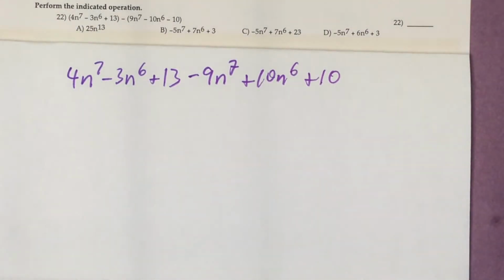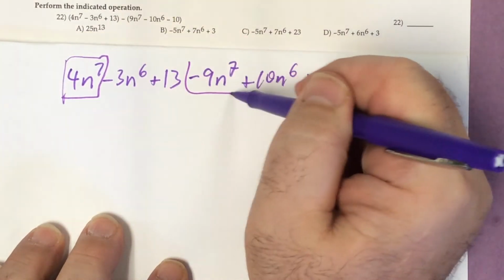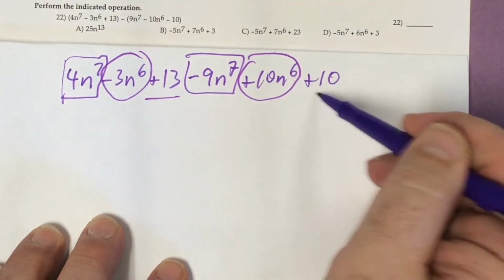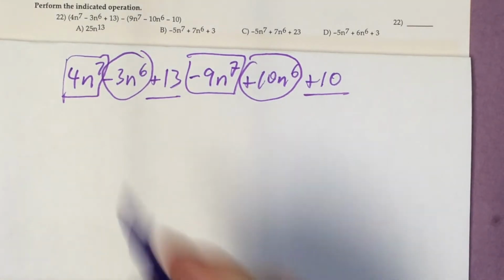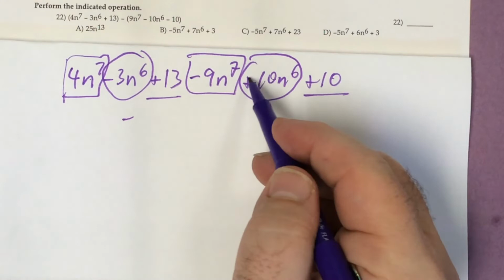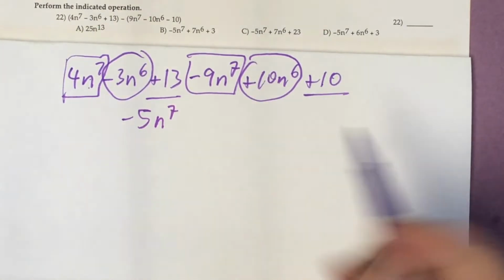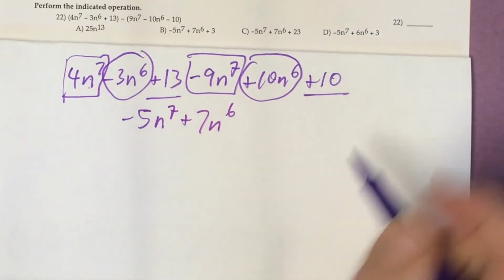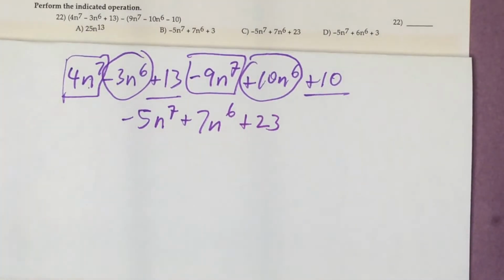I combine my like terms by looking at the terms that have the same exponents. So the n to the 7ths, I'm going to go ahead and box them. I'm going to circle my terms with n to the 6th, and I'm just going to underline the numbers here. So I have 4n to the 7th minus 9n to the 7th, or 4 minus 9, is going to be negative 5n to the 7th. Negative 3 plus 10 is going to give me plus 7n to the 6th. And then plus 13 plus 10 will give me plus 23. So there's my final answer in the work done for question 22.